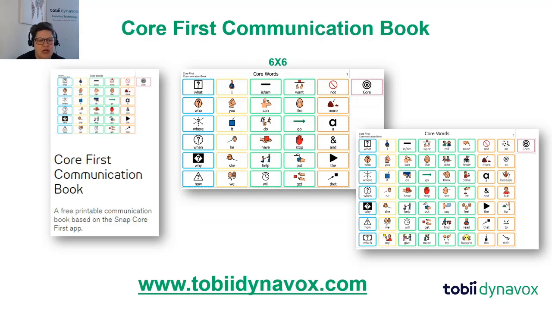Another thing that I thought might be useful is we actually have free Core First communication books that you can download. We've got 2 different sizes, 6x6 grid and a 7x7, and this will basically emulate what's in the app. So this is a really, really great paper-based backup. So we know that there'll be some situations where we can't always use our device. We're in the bathroom, in the pool, or maybe hopefully one day at the beach on holiday. So this will provide a really, really great kind of backup version for when we maybe can't use the device. So again, click on the link in the description to access that.